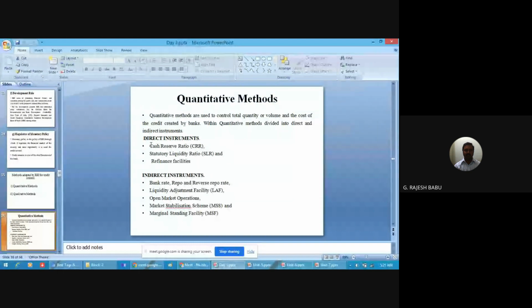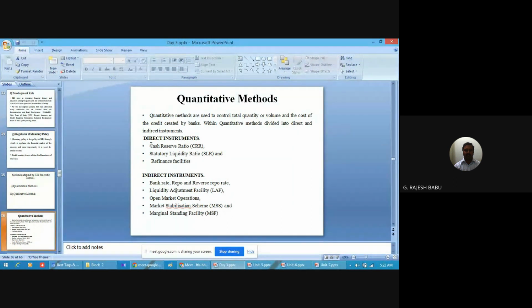The direct instruments are, one, cash reserve ratio. Cash reserve ratio is the minimum amount that banks must keep with the Reserve Bank of India as a proportion of their net demand and time liabilities. The cash reserve ratio percentage is notified from time to time by the Reserve Bank of India. It ensures that banks have sufficient cash for their depositors' requirements.